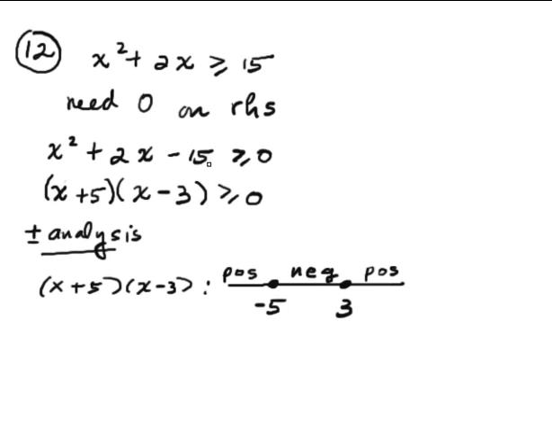Now let's see, we want to know where this is greater than or equal to 0. That's positive or 0, so here's where we have positive written. This time greater than or equal to 0, so we are including the zeros. So that would be minus infinity to minus 5, include the minus 5. And I'll put a union symbol. And include the 3 to infinity.